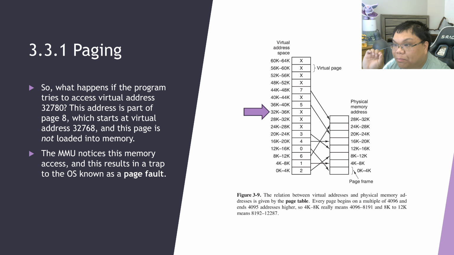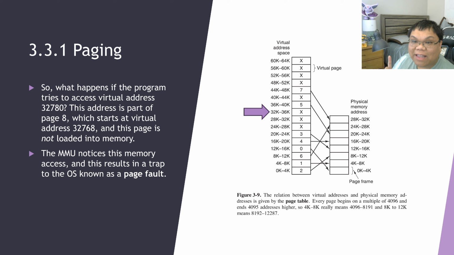So what happens if the program tries to access virtual address 32780? This address is part of page 8, which starts at virtual address 32768. This is a page that is not loaded into memory. So what happens? Well, the program is going to try to load the stuff from that page, and it's going to result in a trap to the OS known as a page fault. So it tried to access something that wasn't loaded, and the program just flat out stops. So the program broke. Now what?